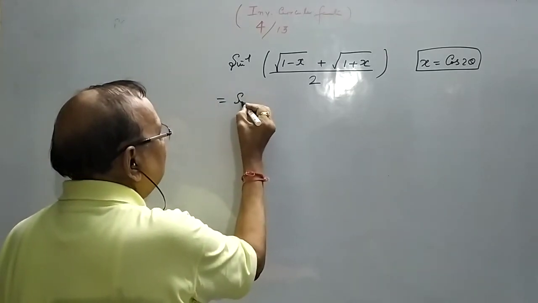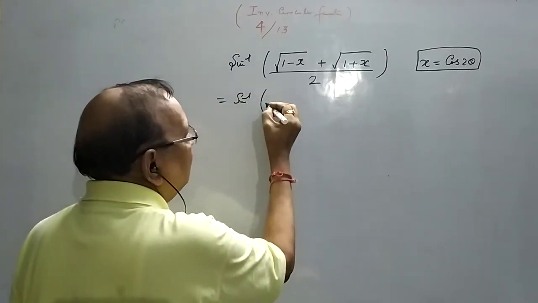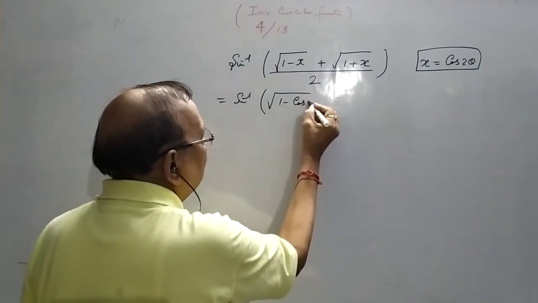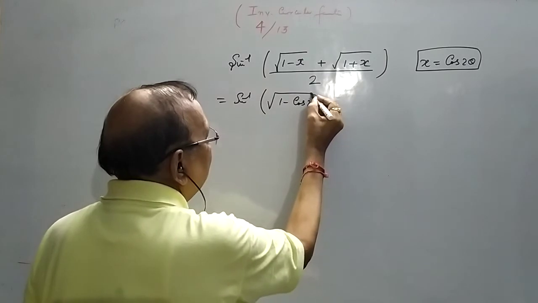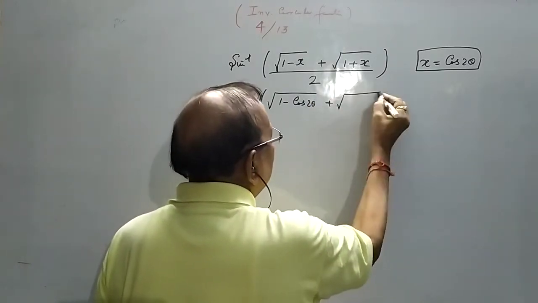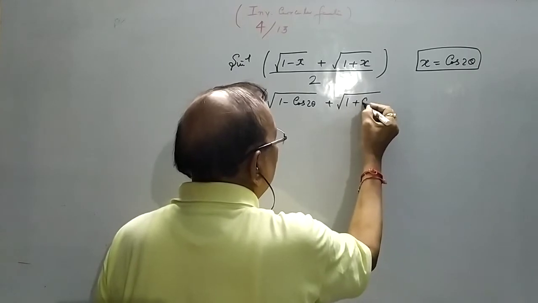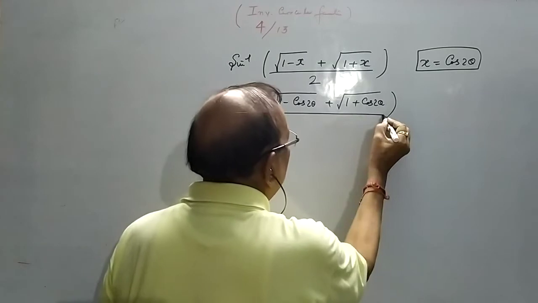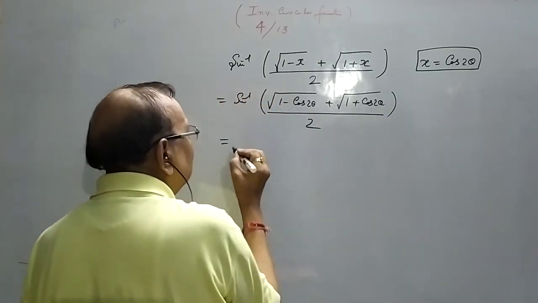That is equal to sine inverse of under root 1 minus cos 2 theta plus under root 1 plus cos 2 theta, by 2. What are we getting?